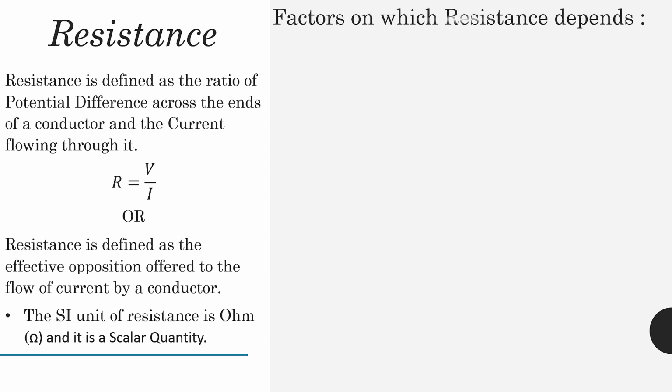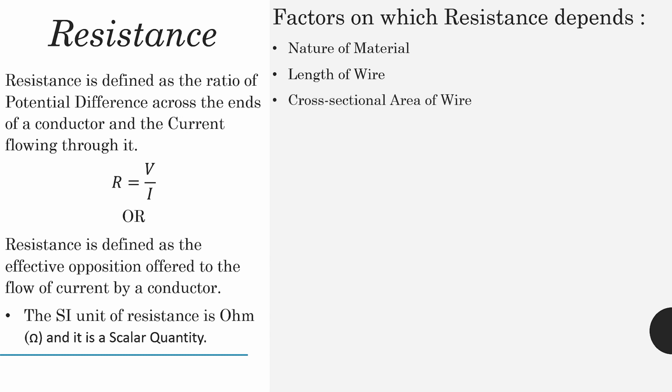Factors on which resistance depends. The resistance of a wire may depend on many things. Three of the most prominent are nature of the material of the wire, length of the wire, and cross-sectional area of the wire.